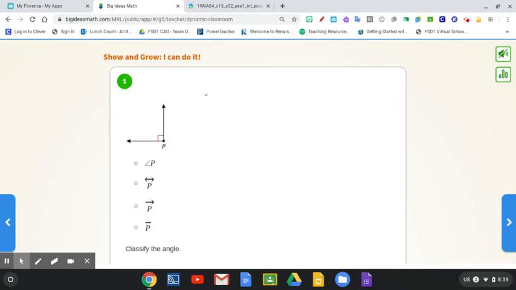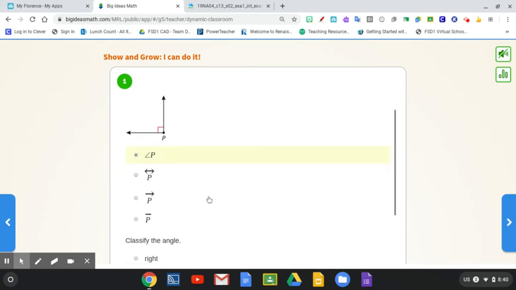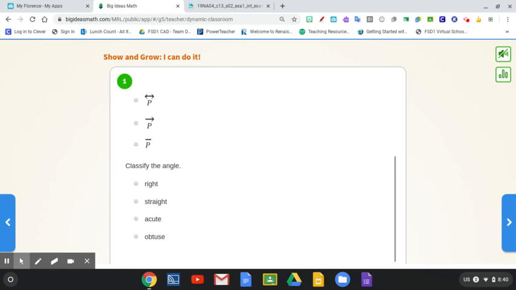So here we have angle. Now I'm going to look at my different options here. Remember, this one represents a line segment, and this one is a ray. This one is a line, and this one is an angle. So I'm going to choose the name for this angle. Give you a moment to think about that. If you said the first choice, you're right. Great job.